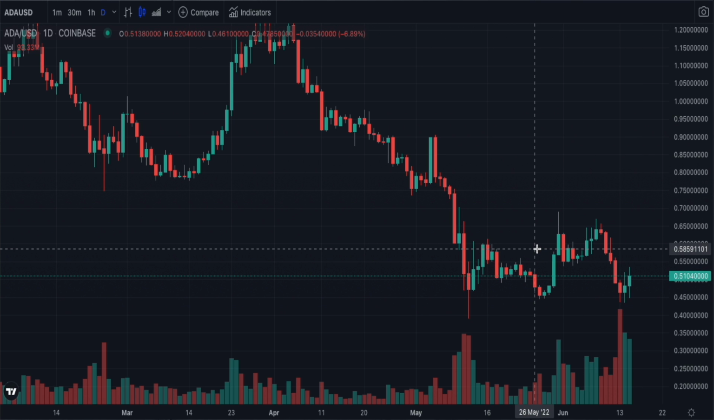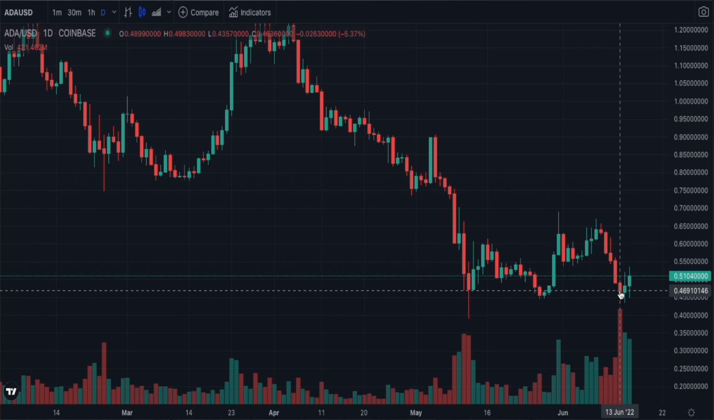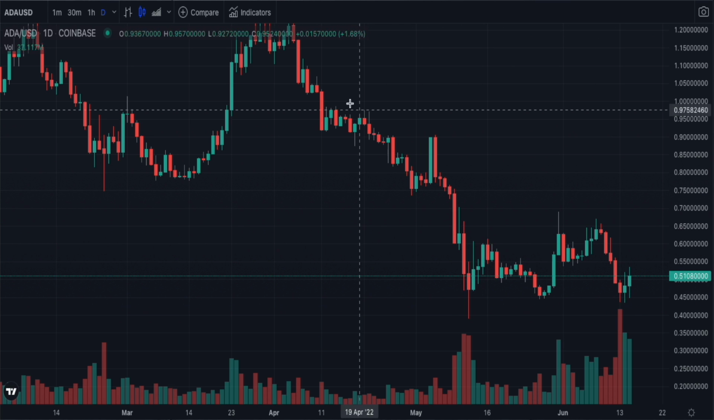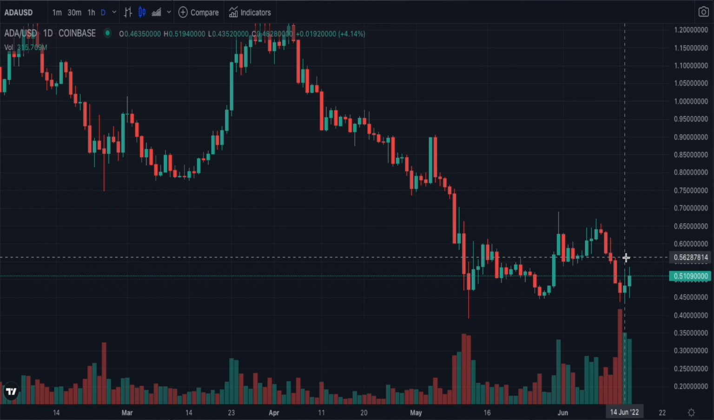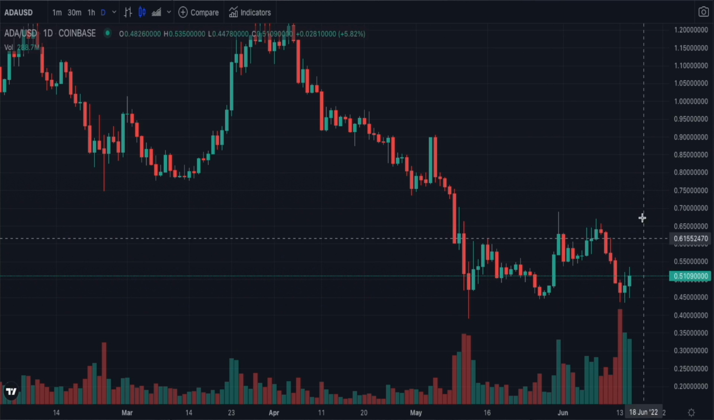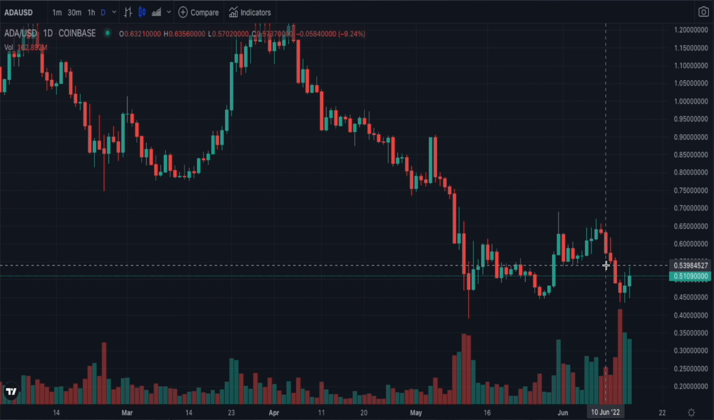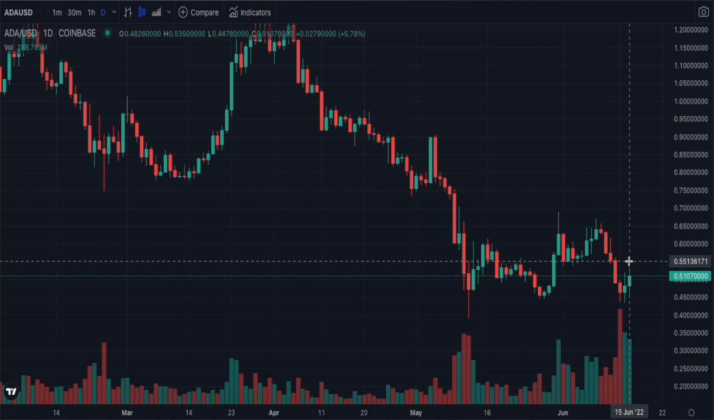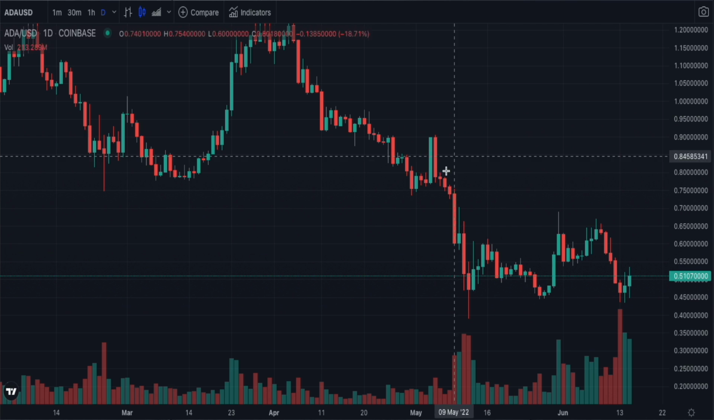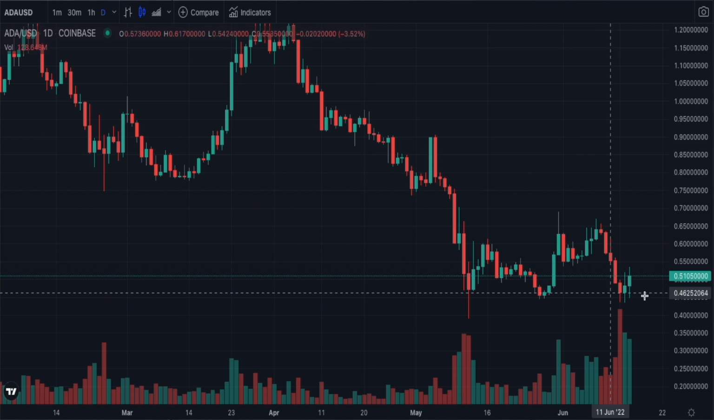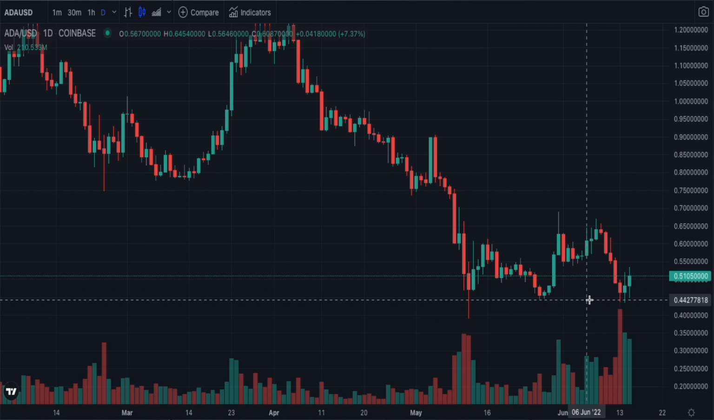So let's keep an eye on this and let's see what develops. Remember that this month the Vasil hard fork for Cardano is coming out. That also may be a catalyst why this is holding up more bullishly, because there's a lot of anticipation for that. So good things are lying ahead for the Cardano chart compared to the Bitcoin and Ethereum charts.